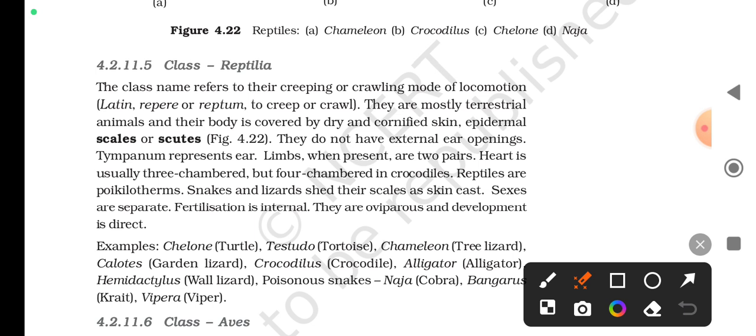Okay, in my next video we will learn about Aves. I hope you understand the class Reptilia. I again repeat the main characteristics: creeping and crawling organisms. Scales are dry, cornified skin, and epidermal scales. Scales are present only on the external part of their skin. Okay, and tympanic membrane is present, but the external opening, which we call pinna, is not present. Pinna is only present in Mammalia. Tympanic membrane is present in amphibians, reptiles, aves. They all have the tympanic membrane.